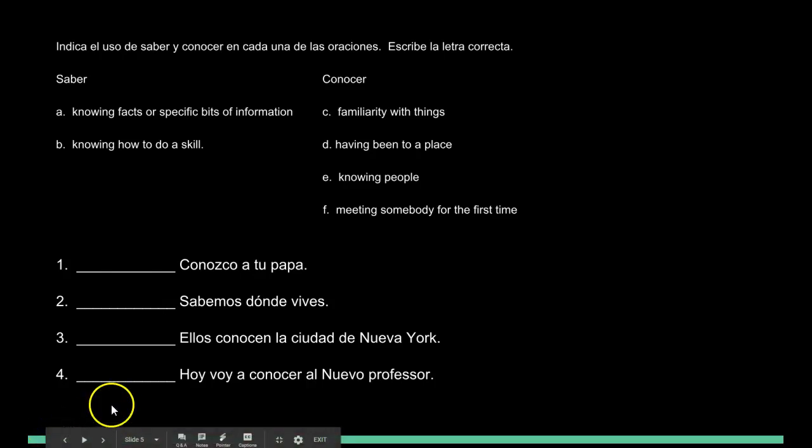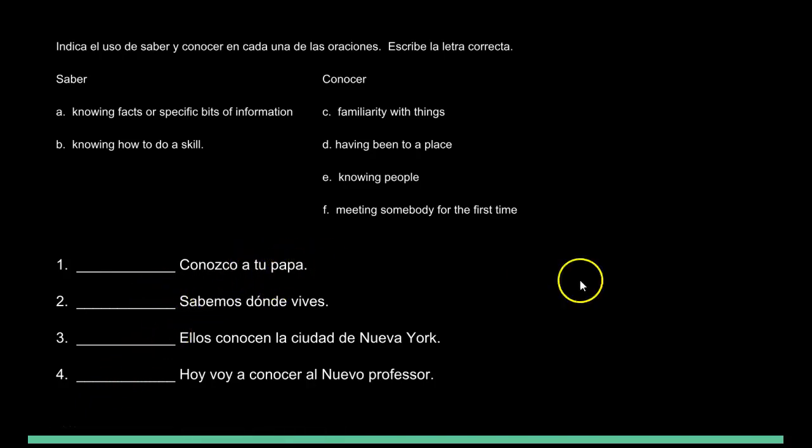So for número uno, conozco a tu papá. So I'm familiar with your dad. So a good one to remember this one, anytime you see the personal A, which doesn't exist in English, when you see it in the sentence, you automatically know that you're going to use conocer. So for this one, you should have put E, knowing people, or A, as they would say in Spanish.